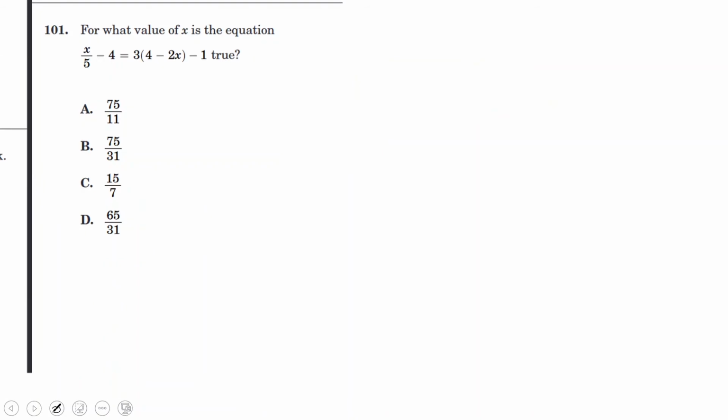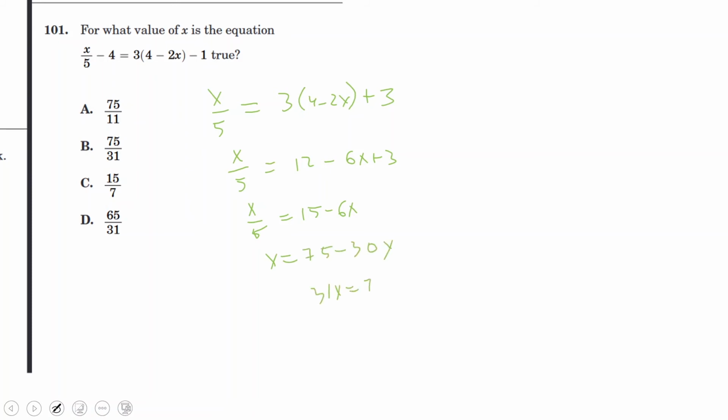For what value of x? Okay, good. What I would do is I would do x over 5 and then move everything to the other side. So that's 3 times 4 minus 2x plus 3. Then I would expand the other side. X over 5 is equal to 12 minus 6x plus 3. So x over 5 is equal to 15 minus 6x. Then I will multiply both sides by 5. So x equals 75 minus 30x. So 31x is equal to 75. So therefore x equals 75 over 31, B.